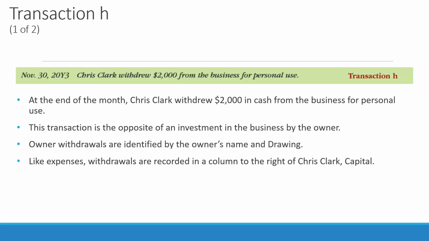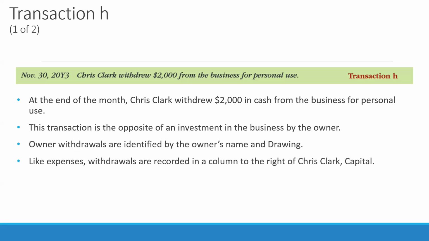So today we're going to be continuing with Chapter 1 exercises. Last time we were going over how each of these transactions impact different parts of the accounting equation and different accounts. So for transaction H, Chris Clark withdrew $2,000 from the business for personal use. So this is the opposite of an investment in the business by the owner. This is an owner withdrawal or a dividend.